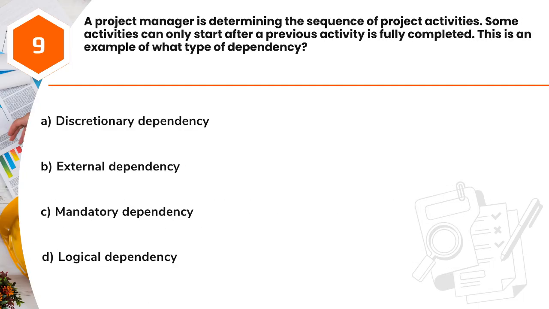Question 9. A project manager is determining the sequence of project activities. Some activities can only start after a previous activity is fully completed. This is an example of what type of dependency? A. Discretionary dependency. B. External dependency. C. Mandatory dependency. D. Logical dependency.